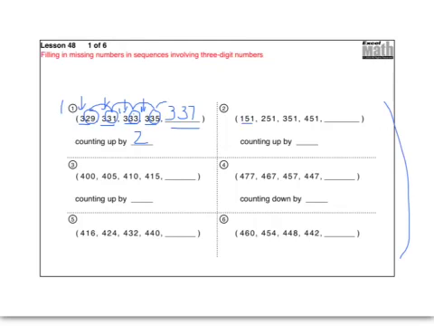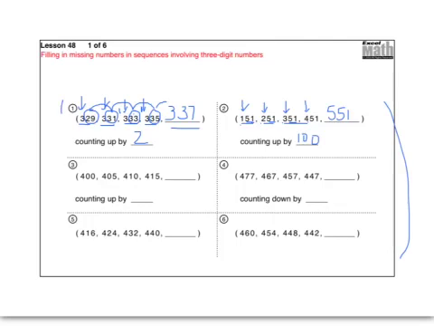All right, 151, 251, 3. What I notice here, you should have already done this, is that the hundreds place is changing. The rest of the number stays the same, the tens and the ones, 51, 51. So this one's going 100, 200, 300, 400. It's counting up by hundreds. If you didn't write that correctly, fix your answer. And after 451 would be 551.